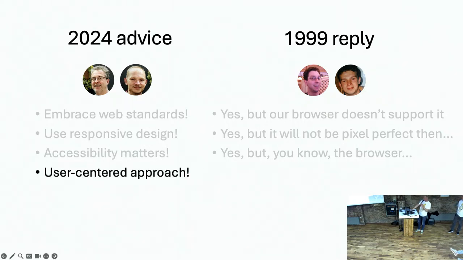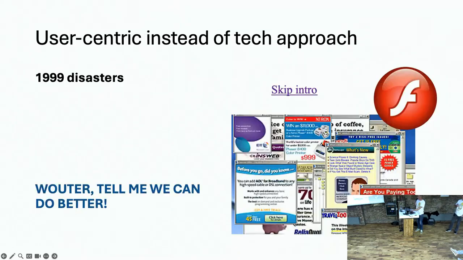Okay, the last advice then. Just use a user-centered approach. When you look at a website through the glasses of the user, instead of the techie approach, like I have something great, let's implement it right now, then you would have a better website. But okay, in 1999, Tom says, you're right, we totally agree. What you would see in 1999 a lot was these kinds of things.